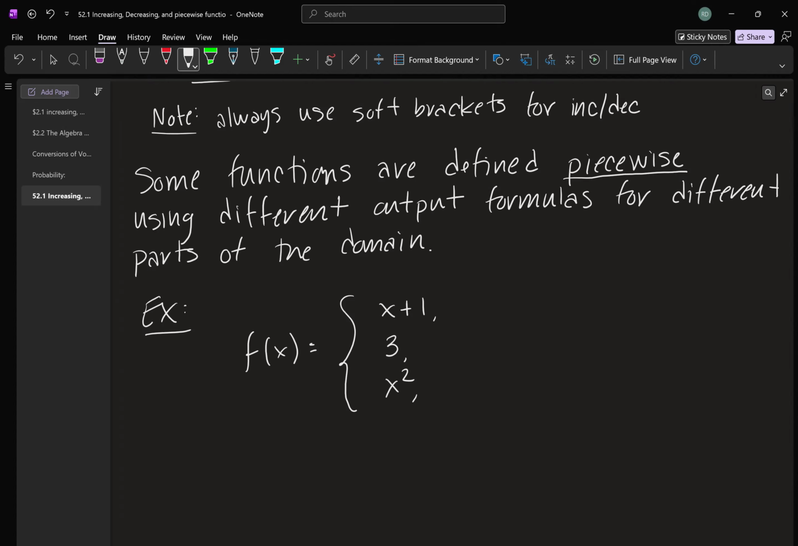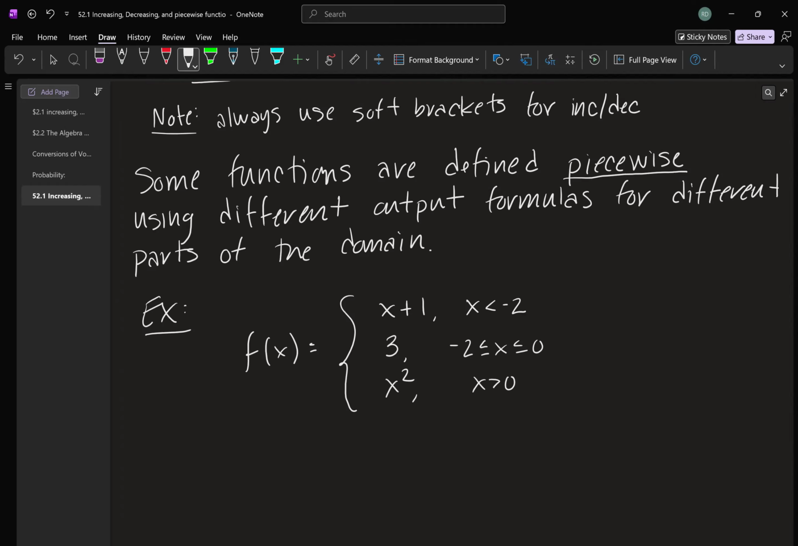And then you put a comma after them, and it's going to tell you the domain for which that function is true. So x plus 1 is true when x is less than -2. 3 is true when x is between -2 and 0. And x squared is true when x is greater than 0.